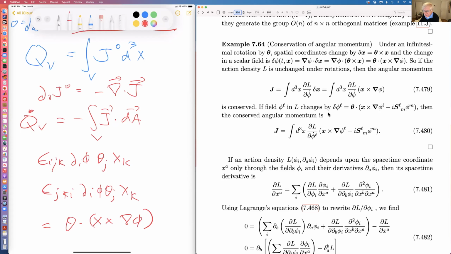If the field changes because it has spin, then you have an extra term. But if you forget about that, you just have the pi's times the change in the fields. And this is a formula for the angular momentum of the field. If you have several fields, and I added spin, I probably shouldn't have done that, but anyway, then your angular momentum that's conserved is the integral of this thing, where you sum over all the fields as well as the spin terms.